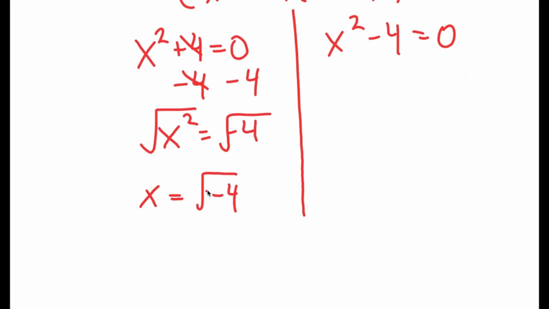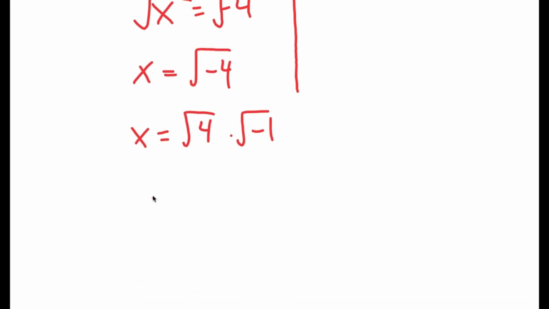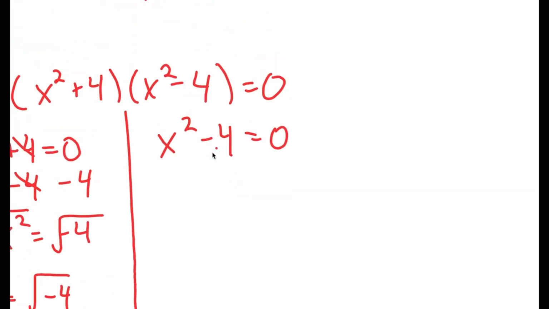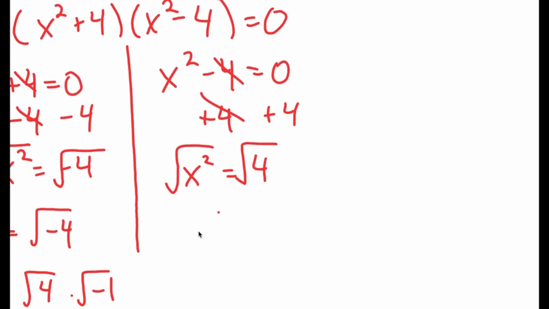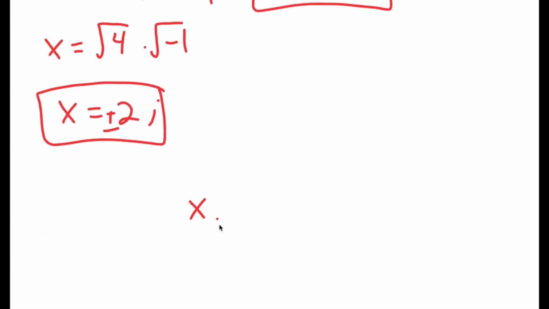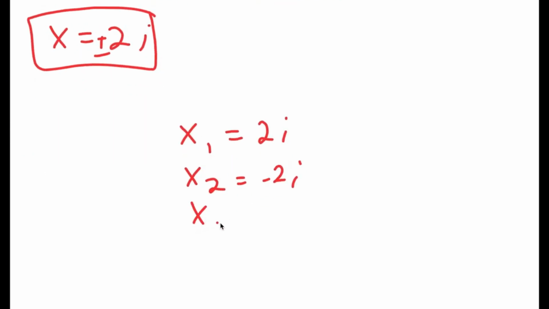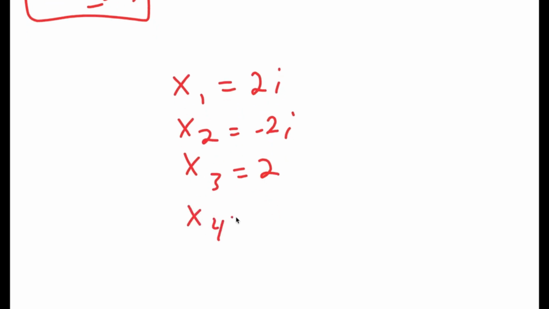Now the square root of negative 4 is the same thing as the square root of 4 times the square root of negative 1. And the square root of negative 1 is equal to i, so I get x is equal to 2i. And this is positive or negative. Now for x squared minus 4 equals 0, I'm going to simply add 4 on both sides. So I get x squared is equal to positive 4. And now if I take the square root, I get x is equal to positive or negative 2. So my four solutions are x equals 2i, x equals negative 2i, x equals 2, and x equals negative 2.